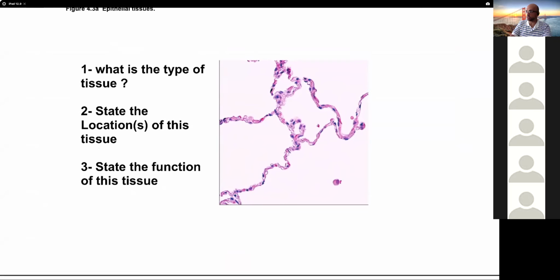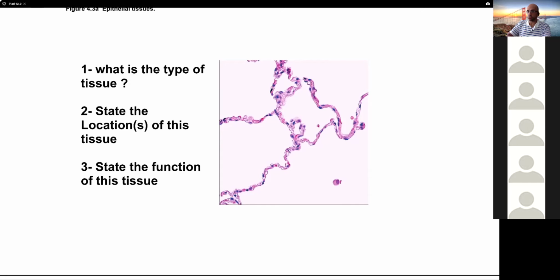And what's the location of simple squamous epithelium? Lining of the blood vessels. Air sacs. Lining of the chambers of the heart. All those are good answers for good locations for simple squamous epithelium.